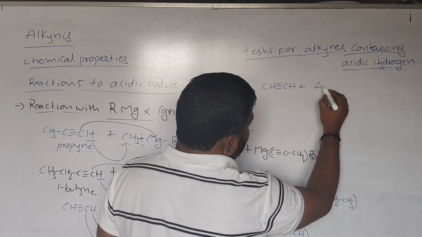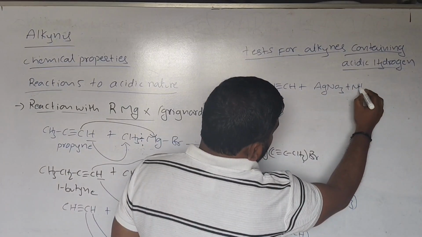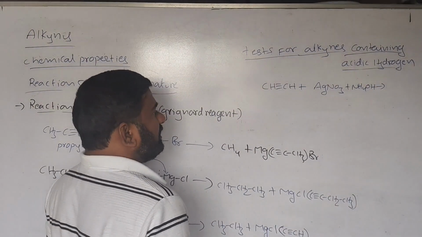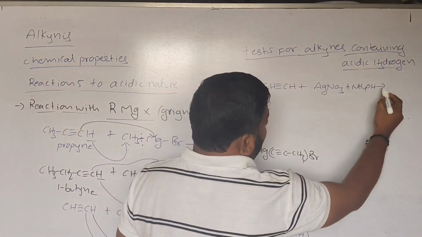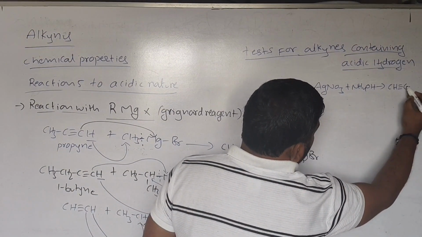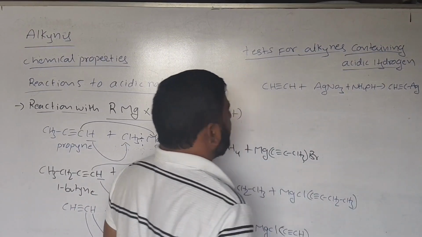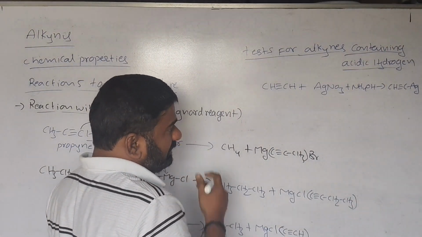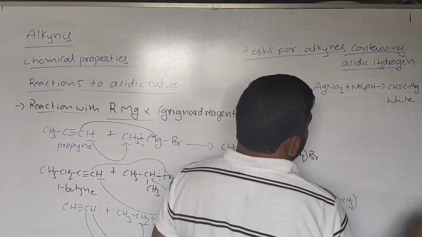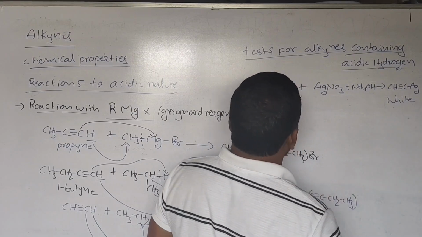Tollens reagent means ammoniacal silver nitrate solution, AgNO3. What is happening? These hydrogens are replaced by Ag. So CH triple bond C, Ag we will get. This is a white precipitate. In this way, silver acetylide or silver alkynide is forming.